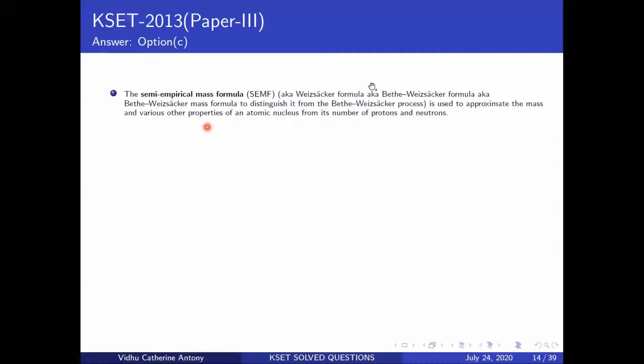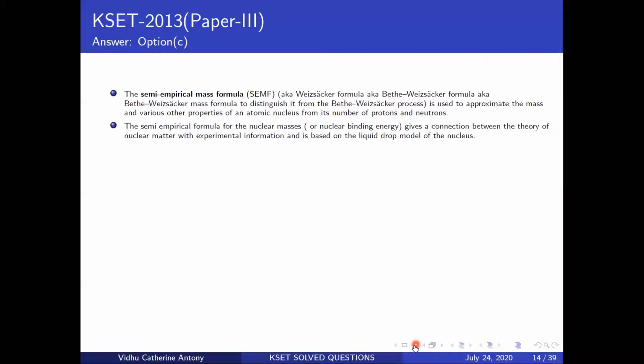Okay, so it's also called the Weizsäcker formula, or the Bethe-Weizsäcker mass formula. It's used to approximate the mass and a couple of other properties that you can calculate from the mass. It's from the number of protons and neutrons. Okay, so now let's look at this.